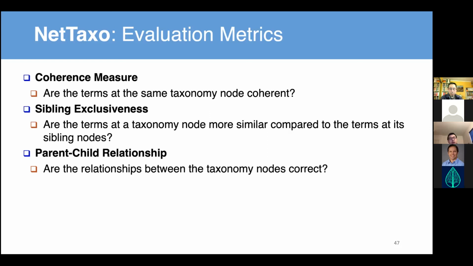If you observe a topic here, what's the ratio of these terms that really belong to this topic? This becomes the coherence measure.